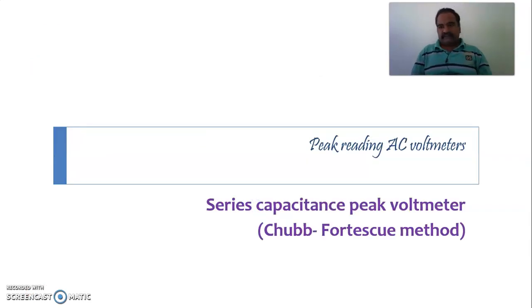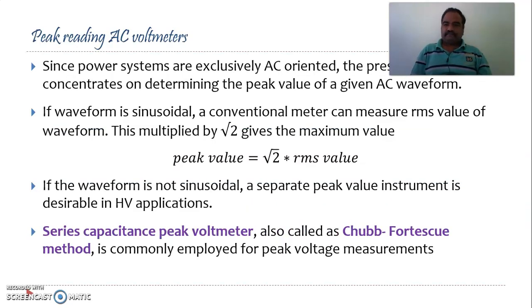So, we will be discussing the techniques which are employed in the industry to measure the peak values of a given signal. We start with the AC signals. The most employed technique is the Chubb-Fortescue method, which was developed by Chubb and Fortescue in 1913. In this method, we will be measuring the peak values of the given AC signals.